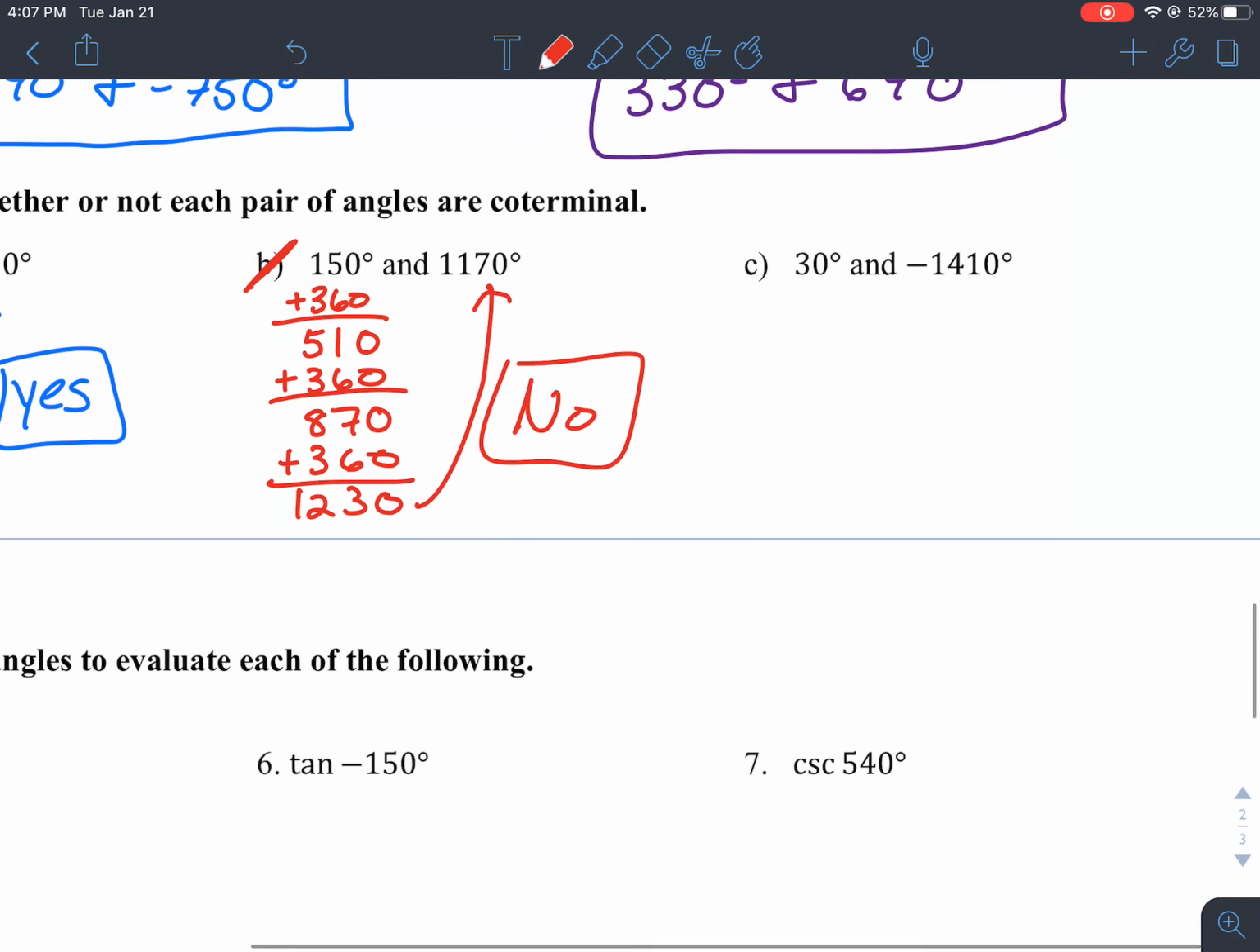For the last example, again, I'm going to ask that you pause the video, work through it, get your answer. When you have your answer, go ahead and resume.